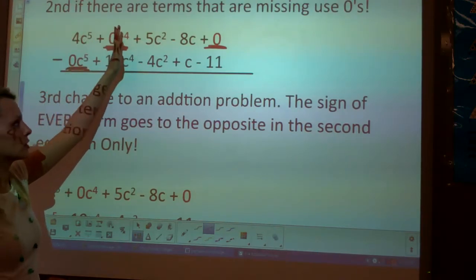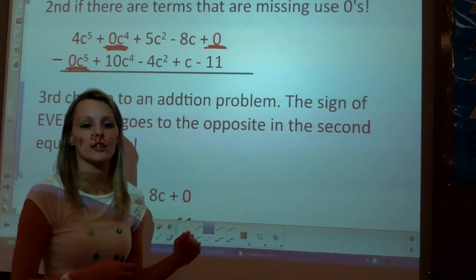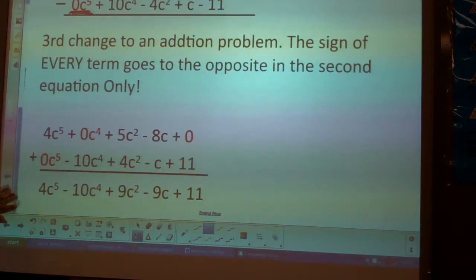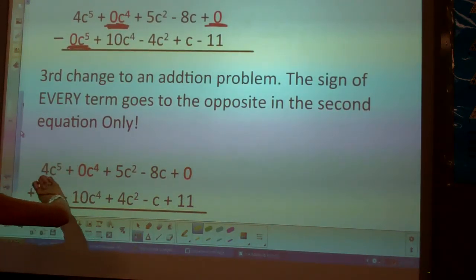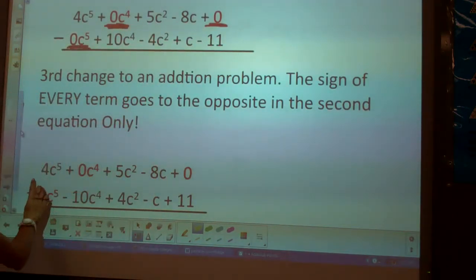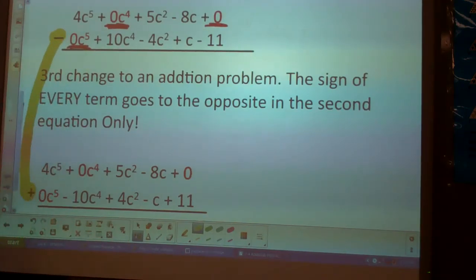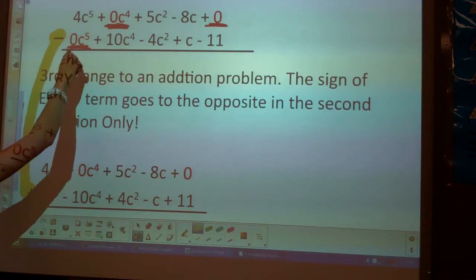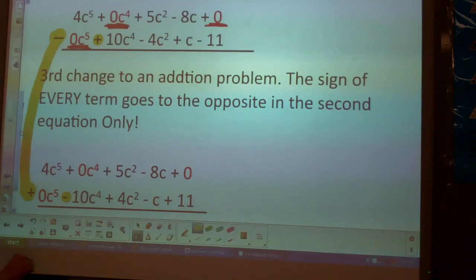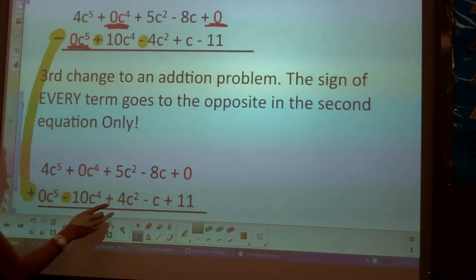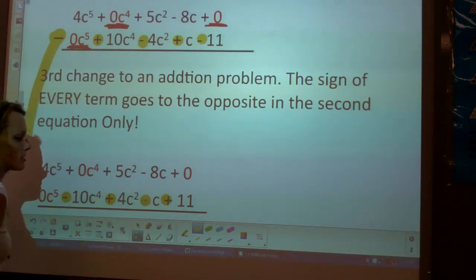So now that we have all of our like terms lined up, we need to change our subtraction problem to an addition problem by changing the signs of every term in the second polynomial. So we rewrite our entire first polynomial, we just recopy it down, but we change our subtraction sign to an addition sign. And then we change the charge on every single term. So our positive 10c to the fourth changes to a negative, our negative 4c squared changes to a positive, plus changes to a minus, and a minus changes to a plus.